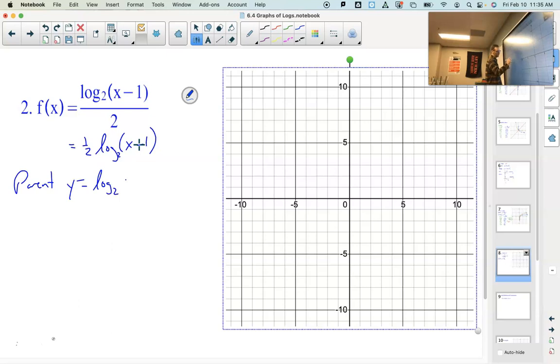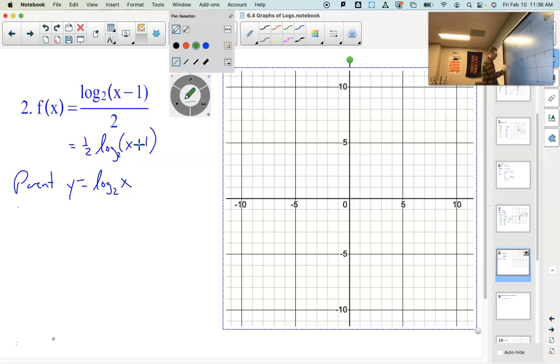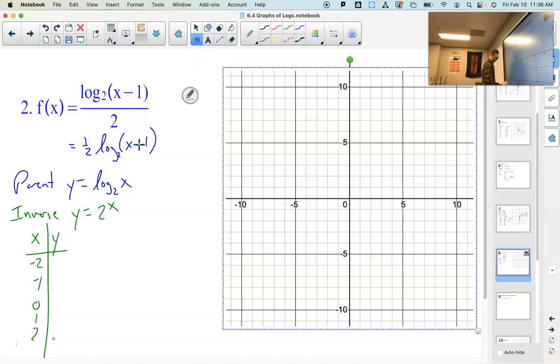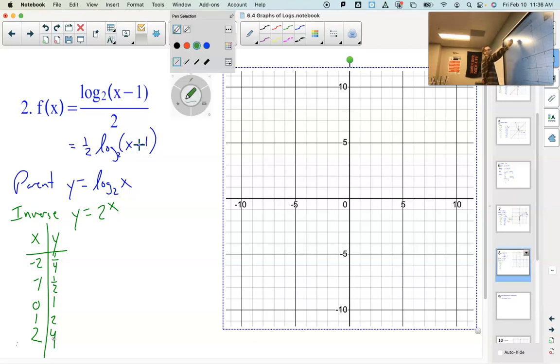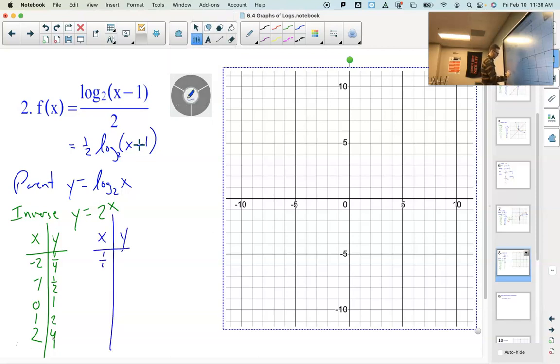So if I strip away those transformations, the parent curve is y equals the log base 2 of x. How do I figure out what y equals the log base 2 of x looks like? By looking at its inverse, which is y equals 2 to the x. So let's come up with points on 2 to the x first. See, following the same process every time. What's the parent curve? What's its inverse? All right, there's the points on the inverse. Now let's get the points on the parent curve by switching the x's and y's. Let's graph those.